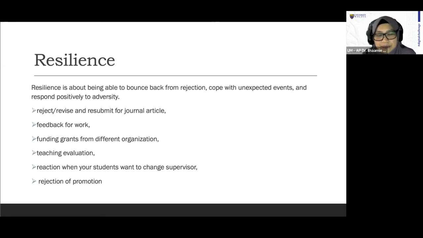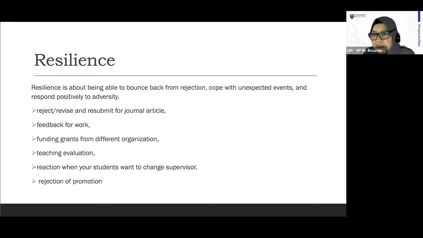So if you get very long comments from your reviewer, you take it, make corrections, and then submit the revision. And if your article is rejected, don't be sad. You also need to rewrite your article, and what you can do is submit to another journal. But before submitting to another journal, you have to make sure that the journal is suitable for your theme and your title. You cannot just send it blindly without checking first what the journal is about.